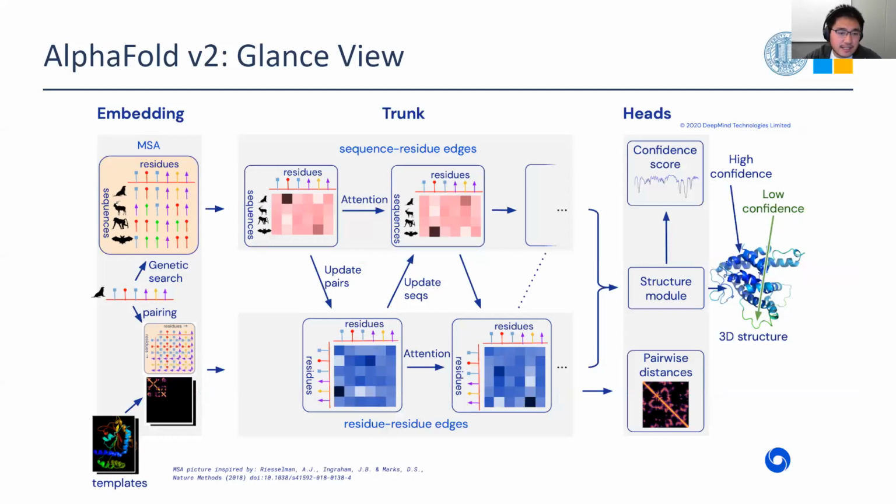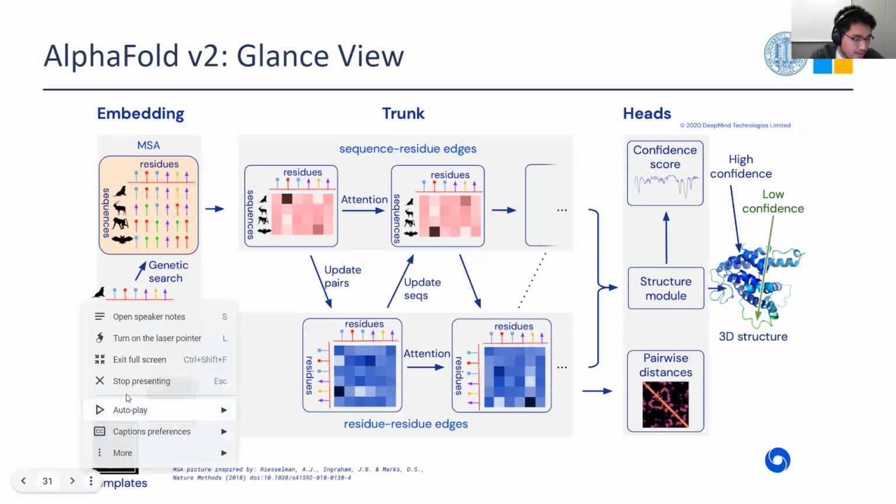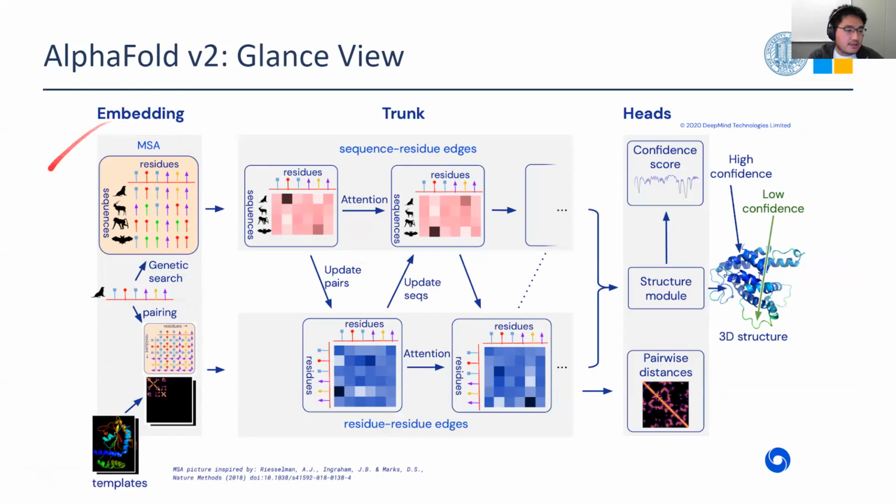The glance view of the entire model architecture. So let's go to the input embedding, encoding, and the next will come to when it comes to final prediction. So the first part will be, I'm going with the pointer. So there are two parts of input. One is called the MSA matrix or tensor. The other side is called the pairwise matrix.